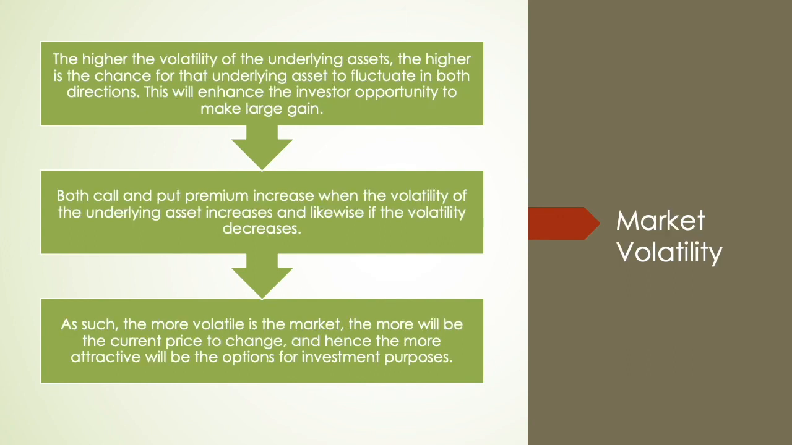The next factor is market volatility. The higher the volatility of the underlying asset, the higher is the chance for the underlying asset to fluctuate in both directions. This will enhance the investor opportunity to make large gain or profit. Both call and put option premium increase when the volatility of the underlying asset increase, and likewise if the volatility decrease. As such, the more volatile is the market, the more will be the current price to change, and hence more attractive will be the options for investment purposes.